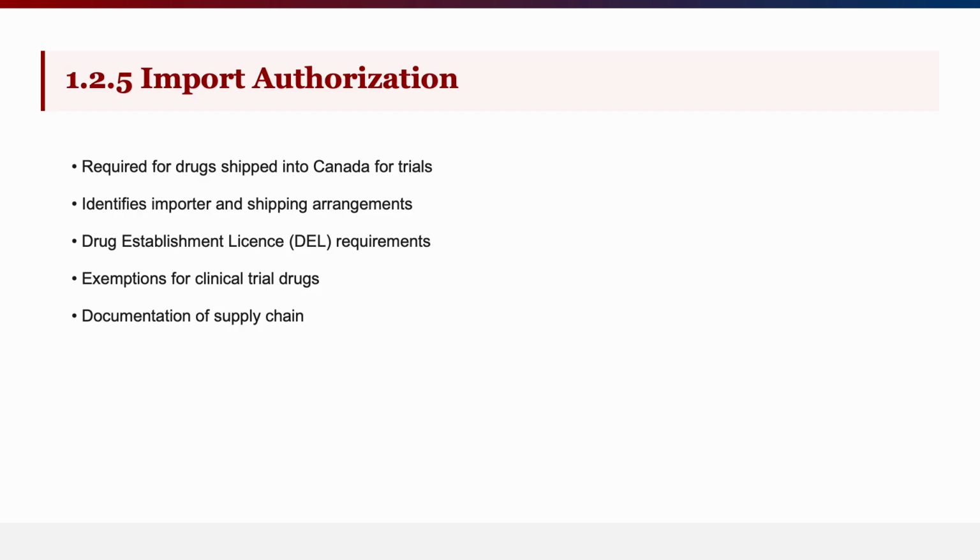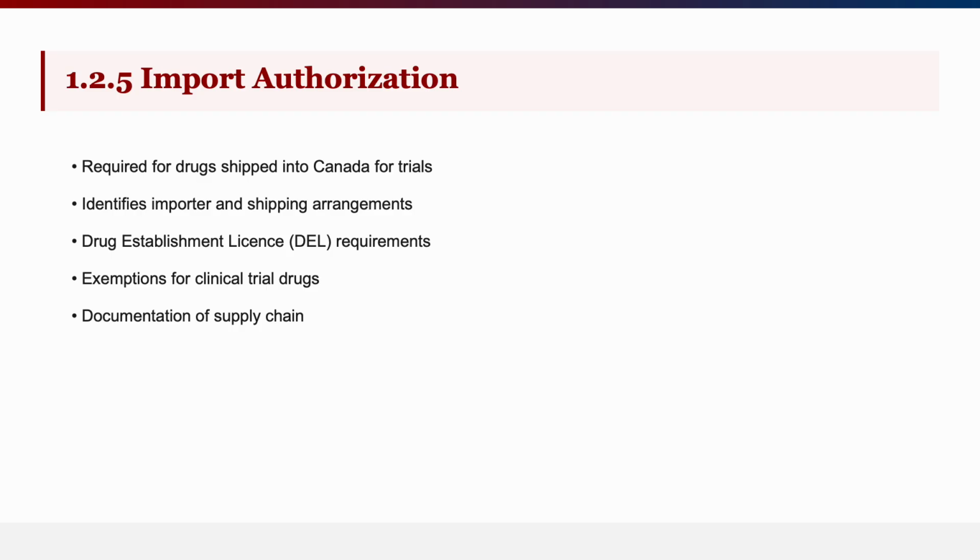Clinical trial drugs are exempt from certain establishment licensing requirements under Division 5, but this exemption must be properly documented. Your CTA should clearly indicate that the drug is for clinical trial use only and identify the parties involved in importation. If a drug establishment license holder will be involved in importation, distribution, or storage of the clinical trial material in Canada, they should be identified. Their DL number should be provided.